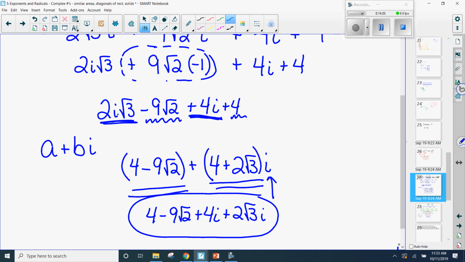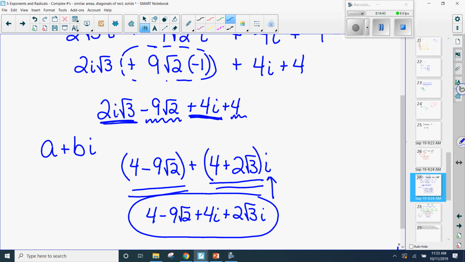Just like an equation of a line can be y equals mx plus b, it can be y minus y sub 1 equals m times x minus x sub 1. Several different ways to get there. They're both equations for lines. They can look totally different and still be the same equation for the same line.